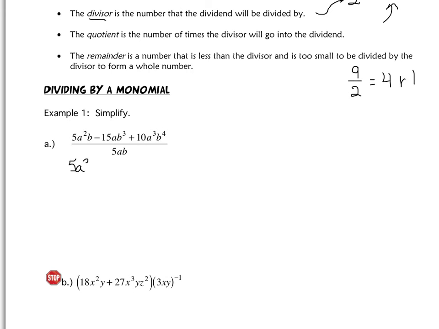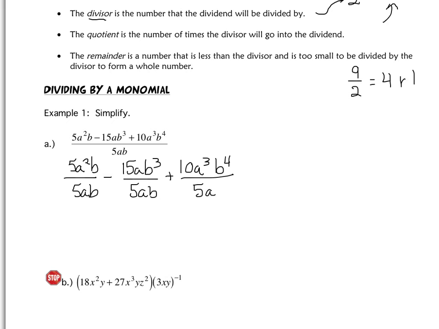So we're going to do 5a squared b and put that over 5ab. Then we're going to have minus 15ab to the third over 5ab plus 10a to the third b to the fourth over 5ab. We're going to simplify every single one of these terms like we did in the past.